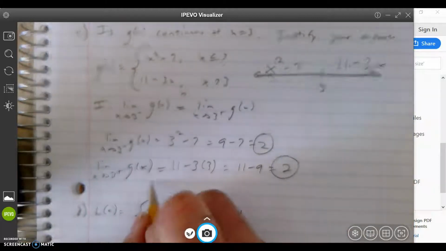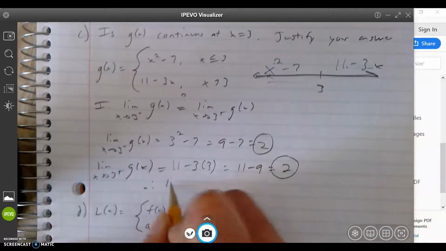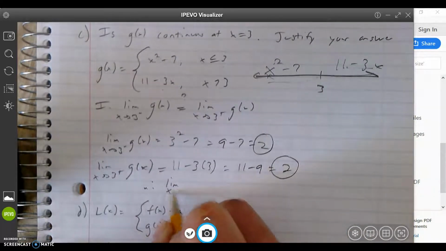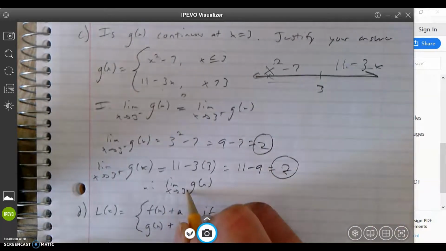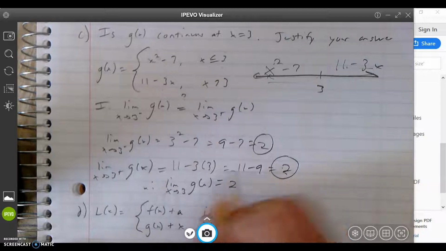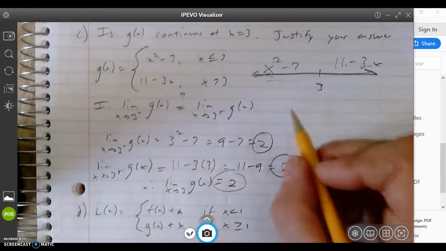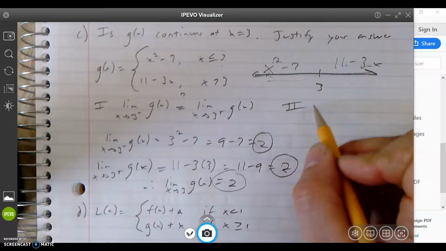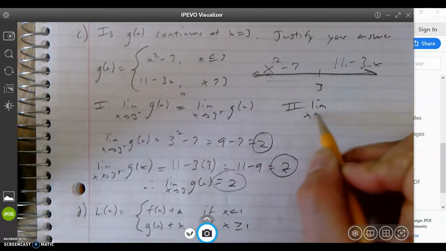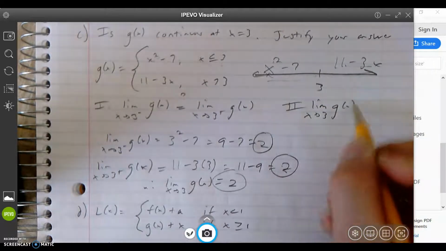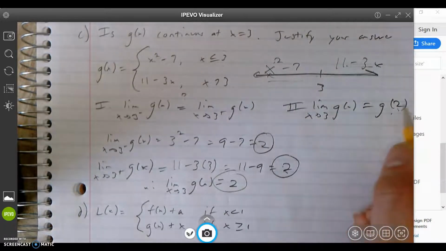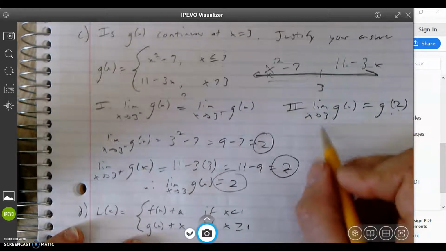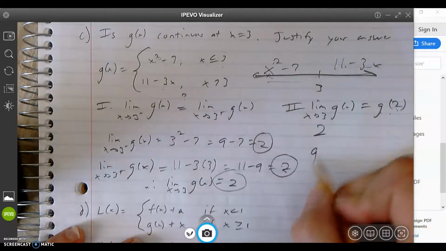Okay, so therefore, what have we learned? The limit as x approaches 3 of g of x from both sides equals 2. Cool. The second part we have to do is prove that the limit as x approaches 3 from both sides equals the point at 2, so that we know there's no hole in the graph. We have to make sure the point is also 2.